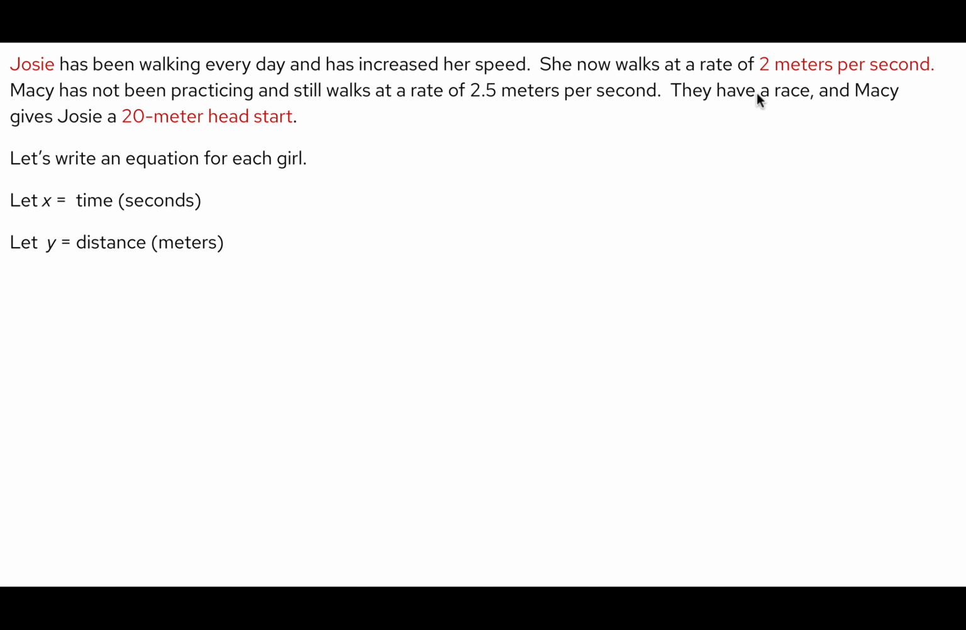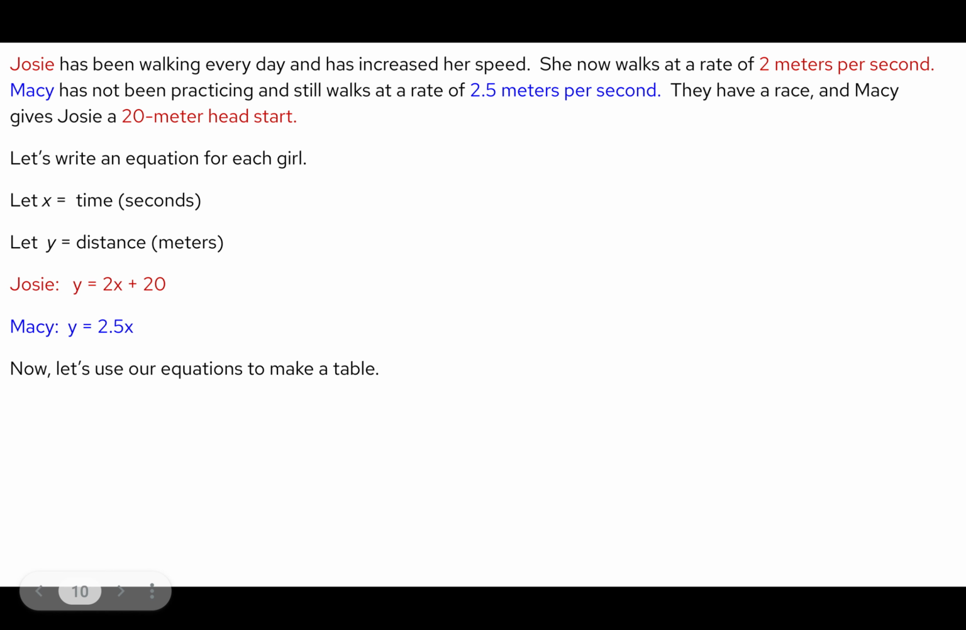For Josie, she walks at a rate of 2 meters per second. So that is 2 times the time that she walks. And she gets a 20-meter head start, so plus 20. So again, this is her speed, and this is her head start. Macy walks at a rate of 2.5 meters per second, but she doesn't get the head start, so just 2.5x.